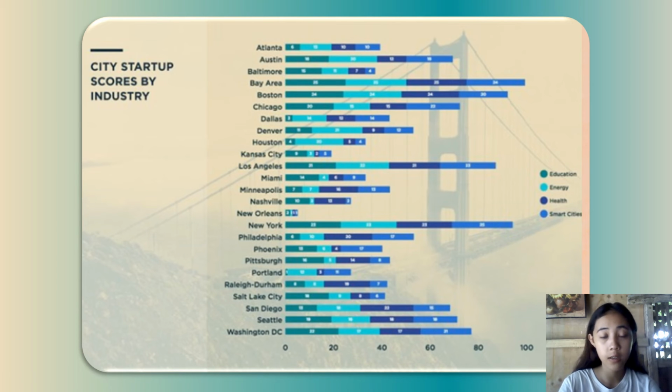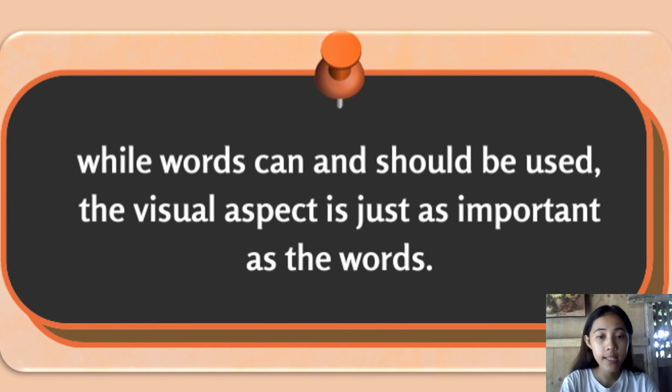This information or content is being emphasized through the background image, which is in low contrast. Ang bridge nga background image sa content is in low contrast para ma-pop out ang information. While words can and should be used, the visual aspect is just as important as the words. So this is a reminder when you create an infographic.